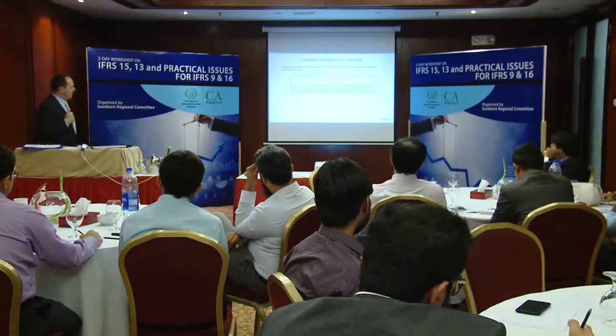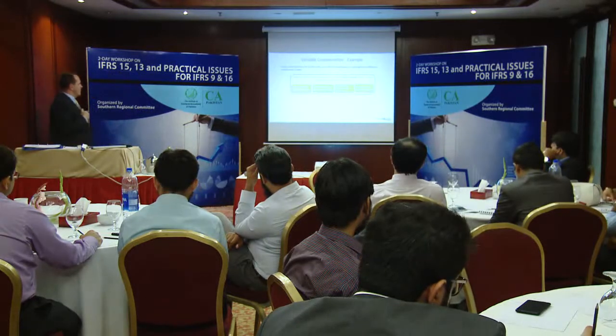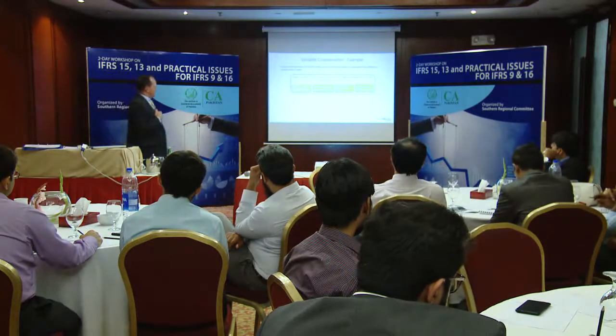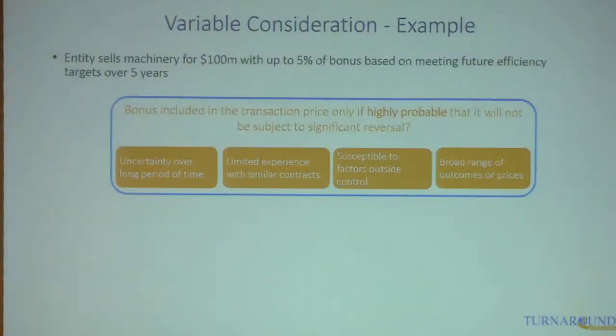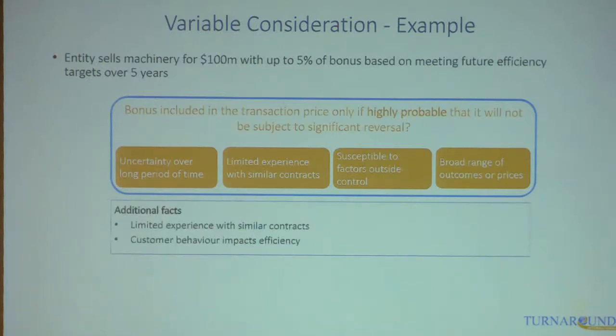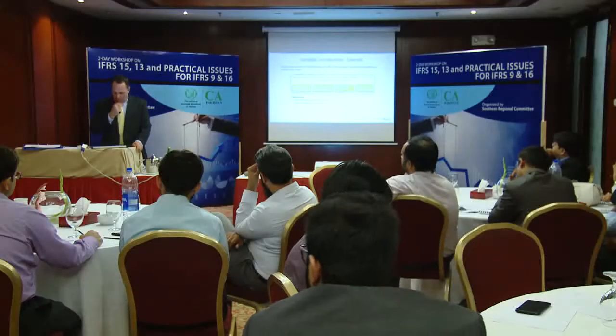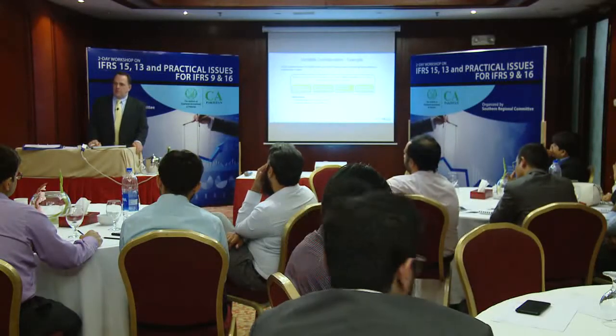In this example here, you have a machine. You sell it for $100 million. And based on the efficiency targets of this machine, you get a bonus. So let's say this machine is solar panels. And you put solar panels on the client's premise. And if you find that any of these factors here are present, then you don't include the variable consideration.